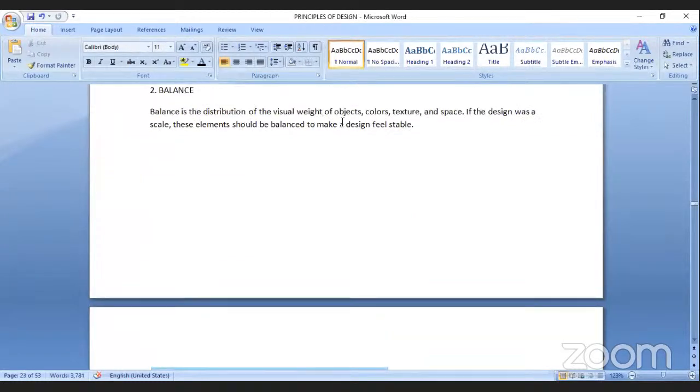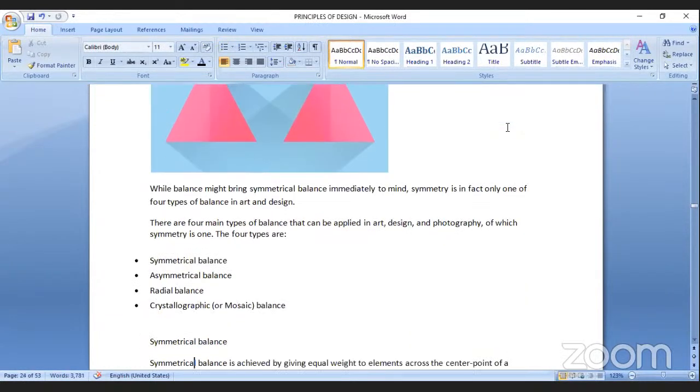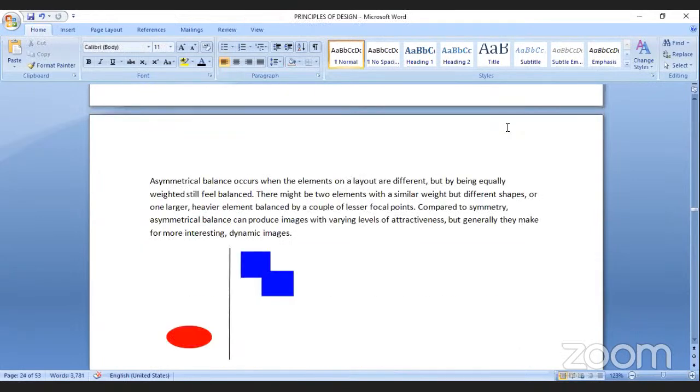Balance is the distribution of the visual weights of objects or elements in general, which will make the design stable. It may not always be equal, but it should look stable. You can understand it when you see it. There are different types of balance. You can see that.